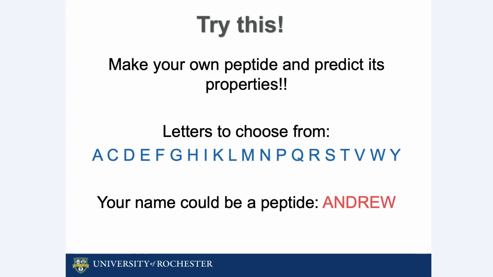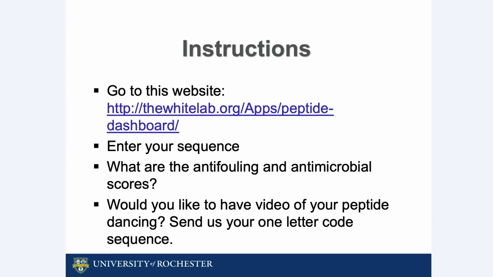Now that you've chosen your amino acid sequence, let's try to predict some of its properties. To predict the antimicrobial and anti-fouling properties of your peptide sequence, go to the website shown here. Next, enter your amino acid sequence. Now you can see the anti-fouling and antimicrobial scores you get for your amino acid sequence. A high score means it's good for that purpose. If you want more instructions on how to use the website, please check out the instructional video. And if you'd like to have a cool video of your molecule dancing, send us your amino acid and we'll send you the video of it dancing.